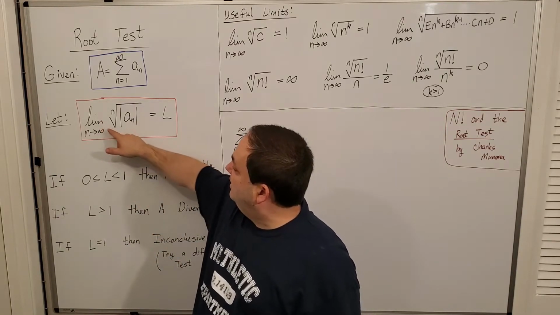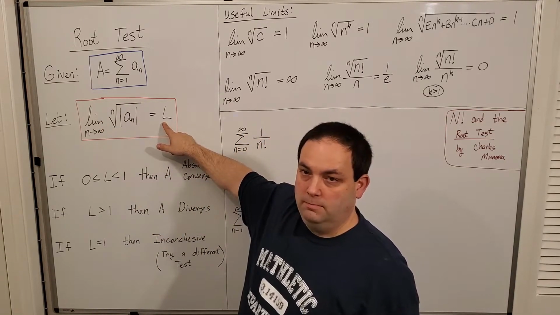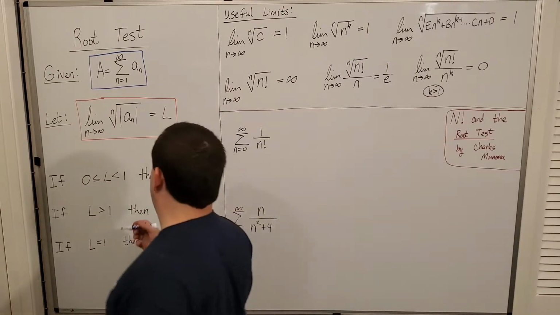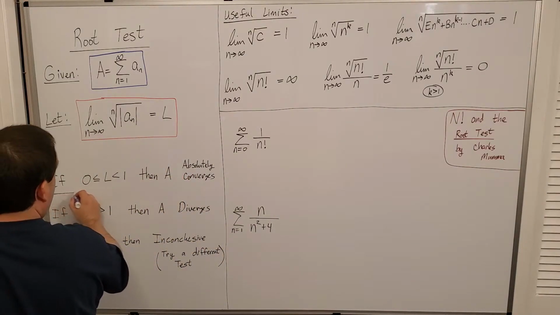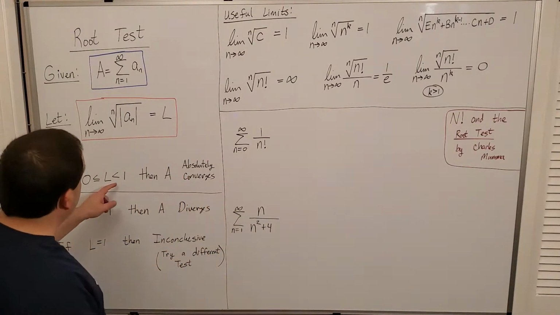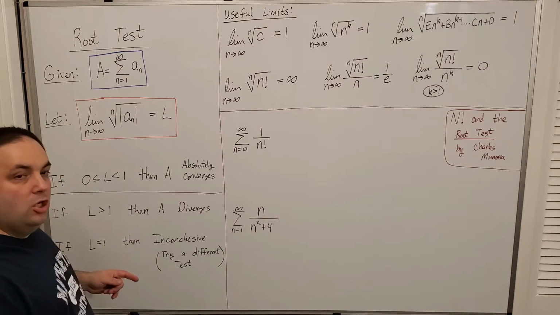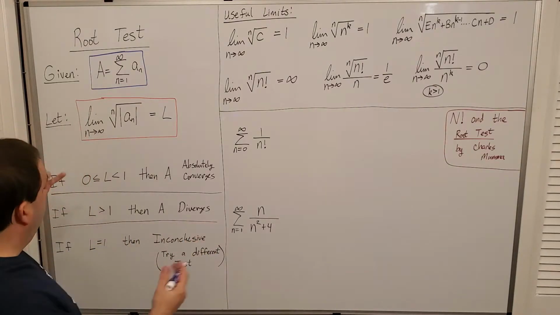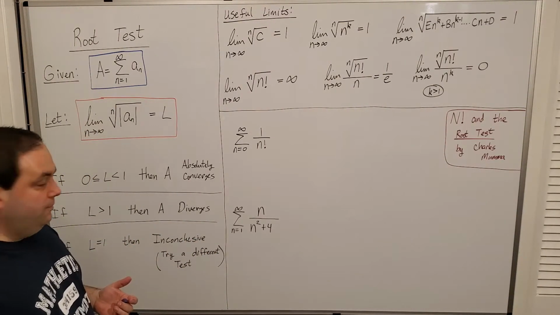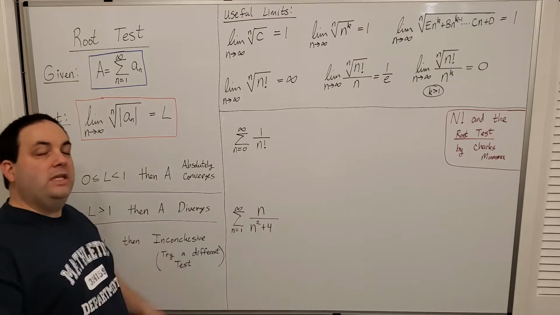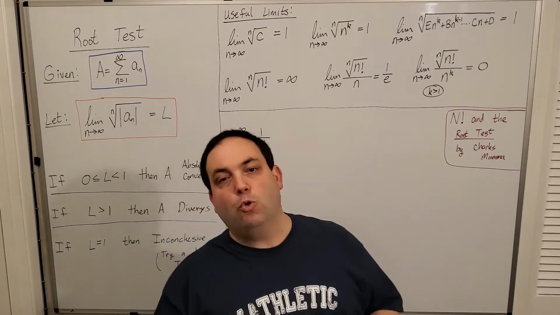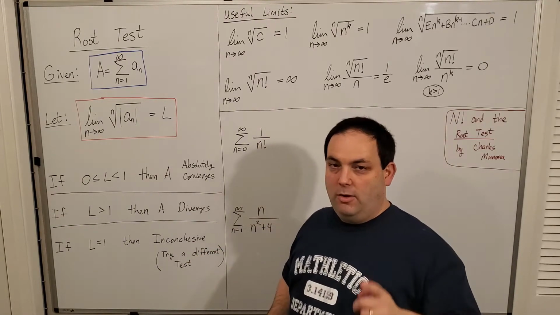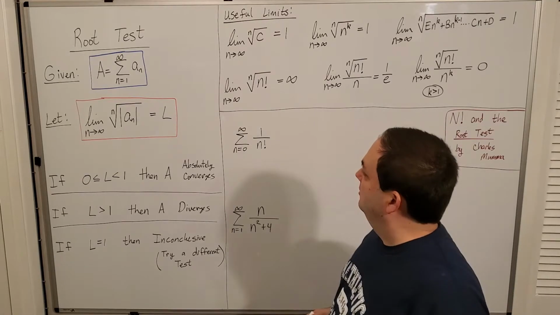Okay? So if I let this limit be L, then it actually has the same rules as the ratio test. If that limit L is less than 1 in size, then the series is going to converge absolutely. If L is greater than 1, then the series is going to diverge. And if L is equal to 1, it's inconclusive. Same rules as the ratio test. Don't get those rules mixed up with the limit comparison test, right? I already warned you about that. And second warning on that one.